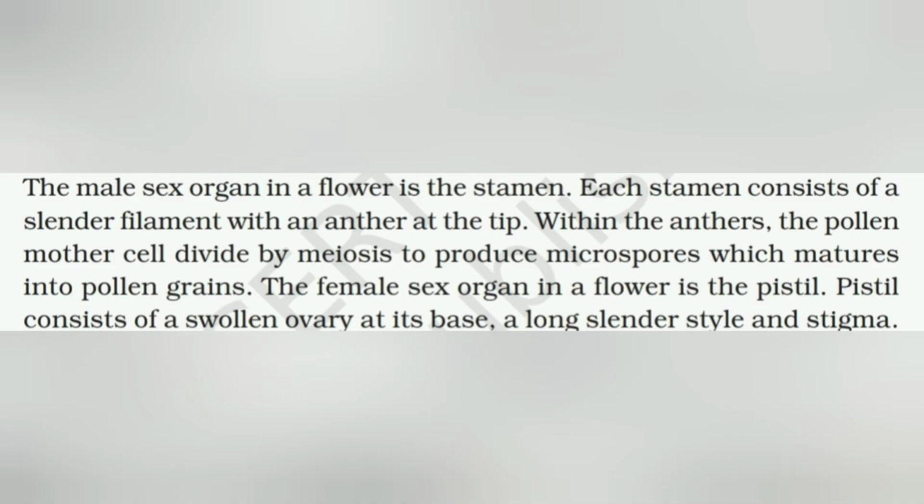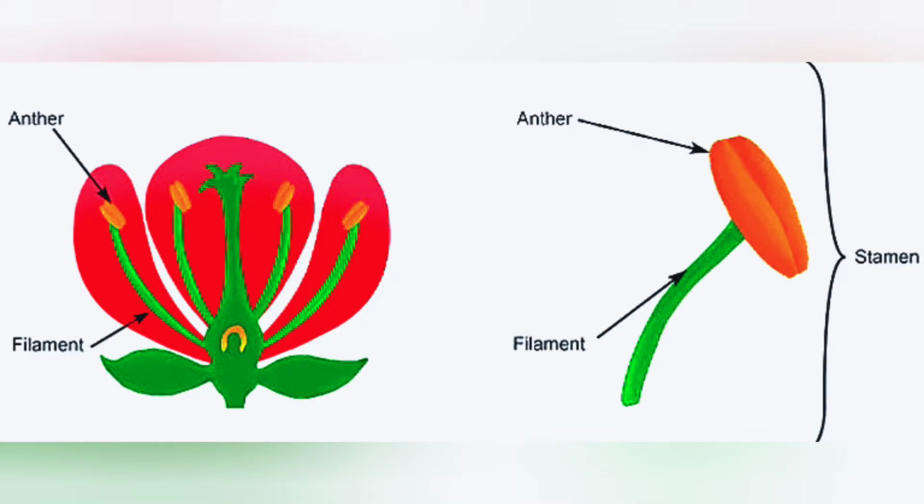In the flowers, the male sex organ is the stamen. Each stamen consists of a slender filament with an anther at the tip. Within the anther, pollen mother cells divide by meiosis to produce microspores which mature into pollen grains. The female sex organ in a flower is the pistil. It consists of a swollen ovary at its base, a long slender style and a sticky receptacle known as stigma.